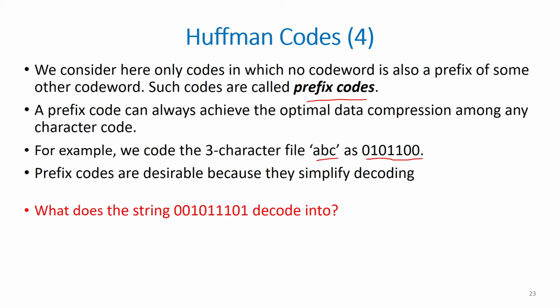Now, can you tell what does the following binary sequence decode to if we use the variable length coding approach? Using the table that we saw earlier, we would get AABE.